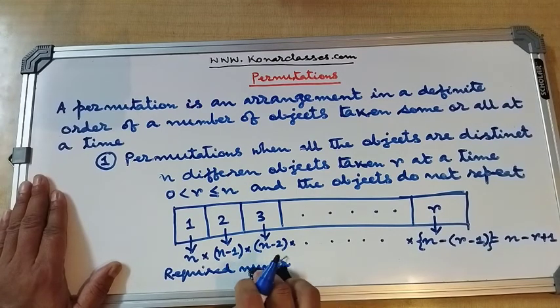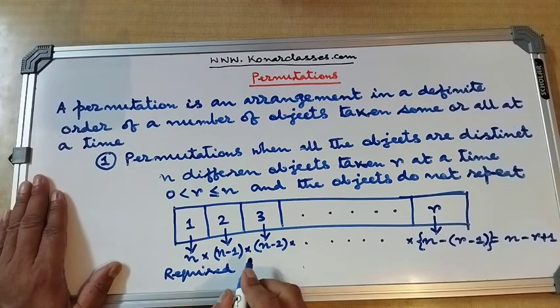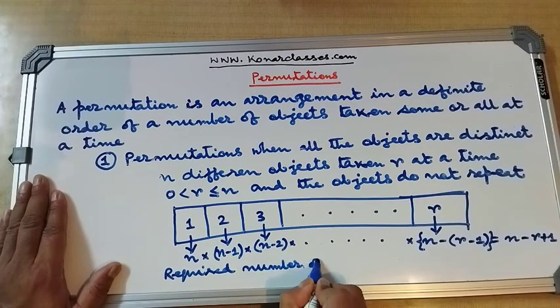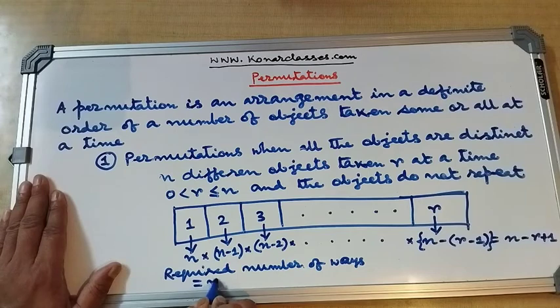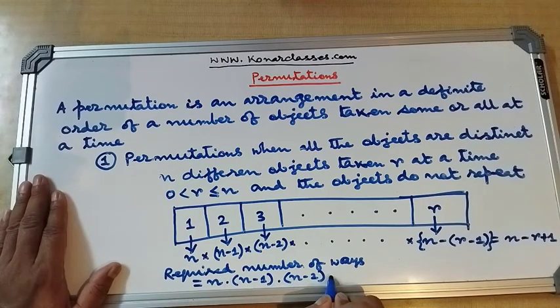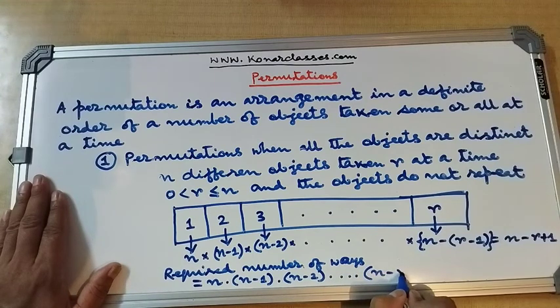So the required number of ways is equal to n into n minus 1 into n minus 2 into ... up to n minus r plus 1.